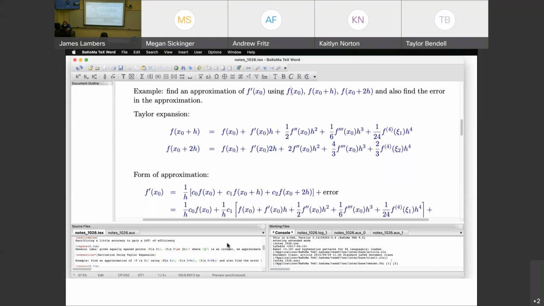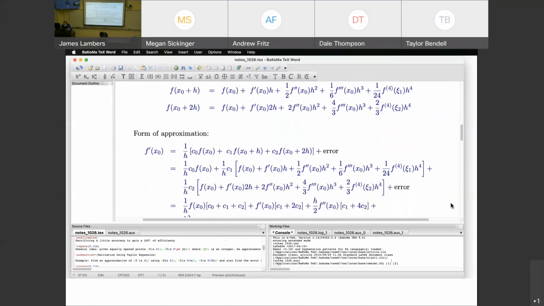So here's the form of my approximation. I have a linear combination of f of x0, f of x0 plus h, f of x0 plus 2h. And I divide by h, and that's just for convenience. I don't absolutely have to do this, but at least this way the coefficients c0, c1, and c2 will be just numbers. They'll be independent of h by doing it that way. And then I'm going to have some error. So the Taylor expansion will help me figure out what this error is.